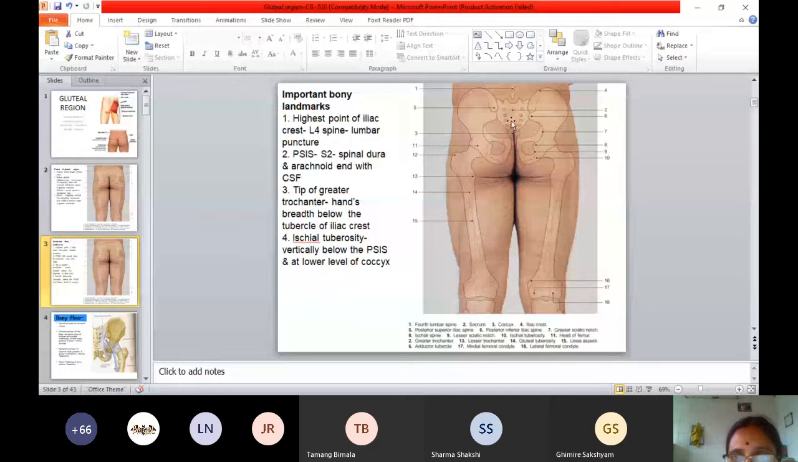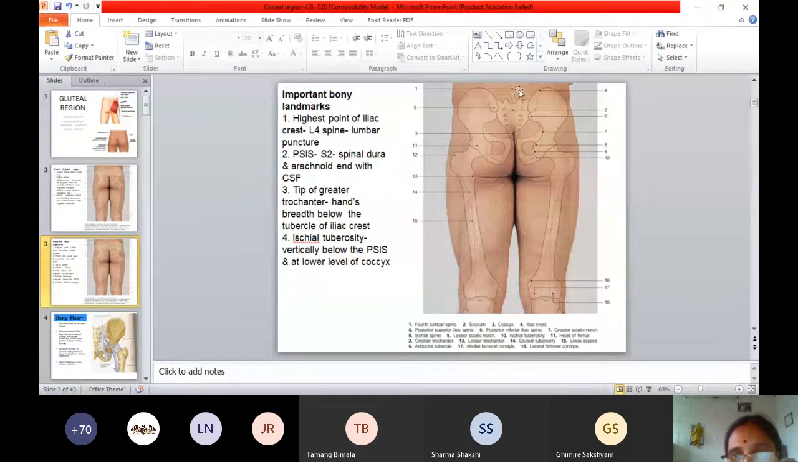Now, what are the bony landmarks that you can feel in the gluteal region? You can feel the whole length of the iliac crest, from the anterior superior iliac spine to the posterior superior iliac spine. This number 5 is the posterior superior iliac spine. The summit is the highest point of the iliac crest. The line through the highest points of the iliac crest from one side to the other passes through the L4 spine, the spinous process of the fourth lumbar vertebra.